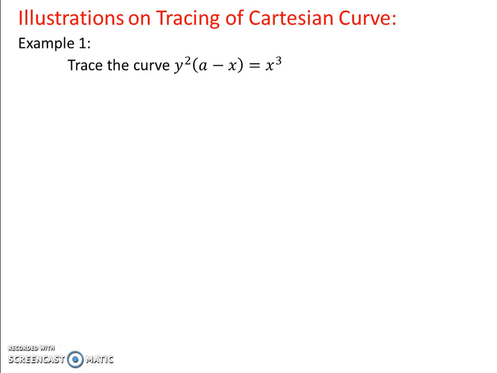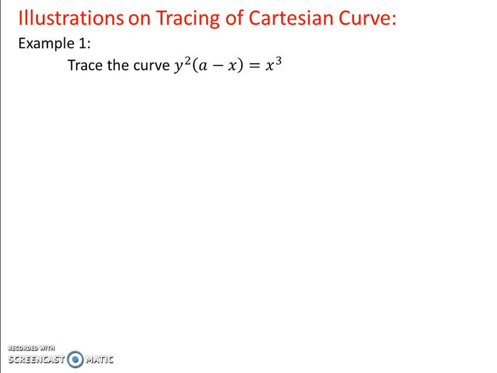First example: trace the curve y² (a − x) = x³. If you observe, first we have to start with symmetry. Second, we have to check the point of intersection, that is, whether the curve is passing through the origin or not. Third, asymptote. Fourth, special points. And the fifth, region of absence. Using all this, we will draw the rough sketch of the curve.